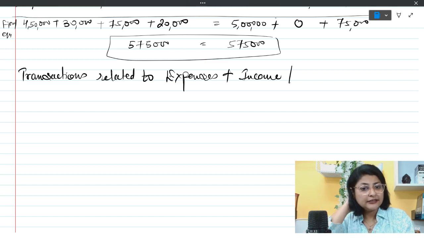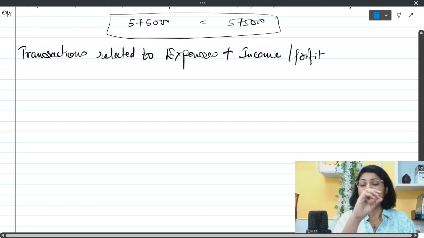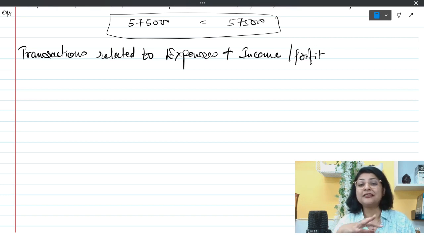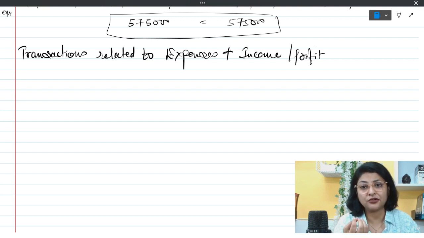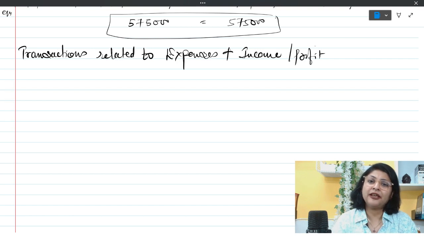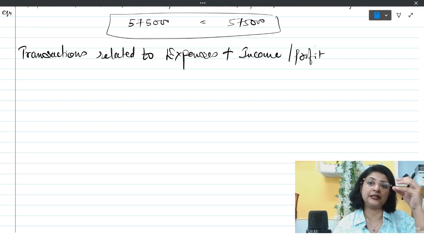See, if any income or profit is being generated in the accounting equation, we will always have to make changes in the respective asset and we will have to make the changes in the capital. Because what is capital? Capital is representing the liability towards the owner, or we also call it owner's equity. So if any profit is happening, the owner's equity is increasing, the capital is increasing. If any expense is being incurred or if there is any loss, then the capital is decreasing.